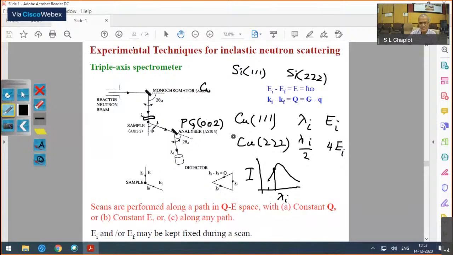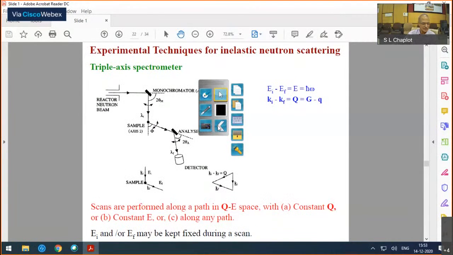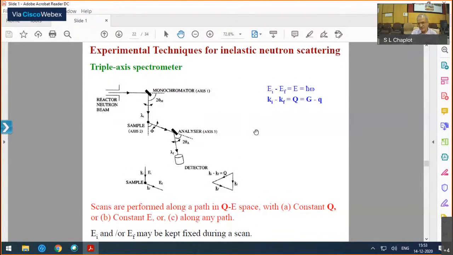So these are practical issues measuring phonons from a single crystal in a reactor, and there are similar issues also when you do it with a time of flight spectrometer. Okay. But anyway, today we have spent so much time discussing practical aspects of phonon measurements.